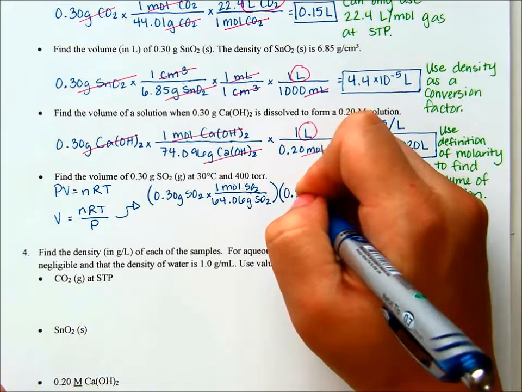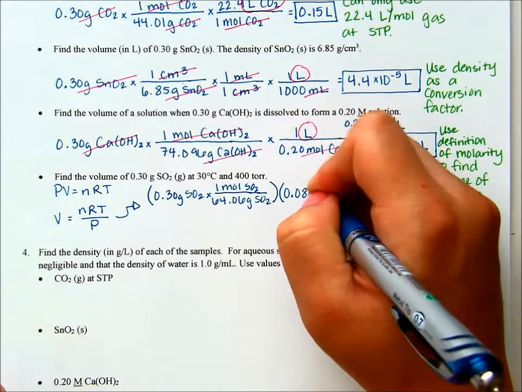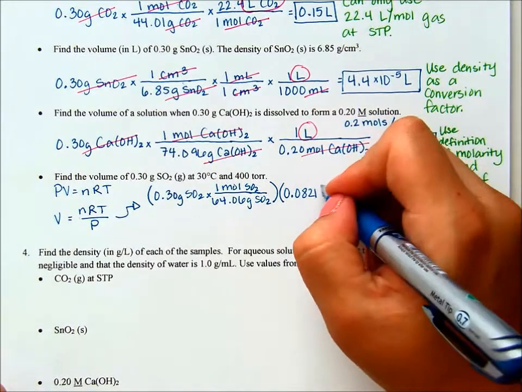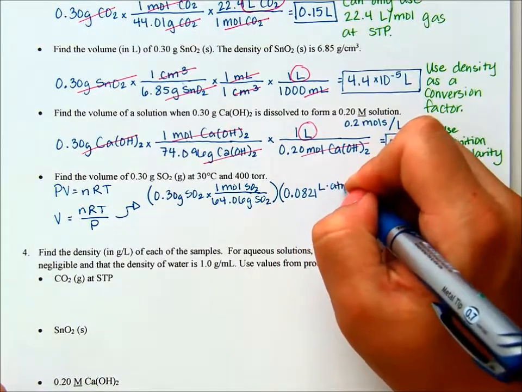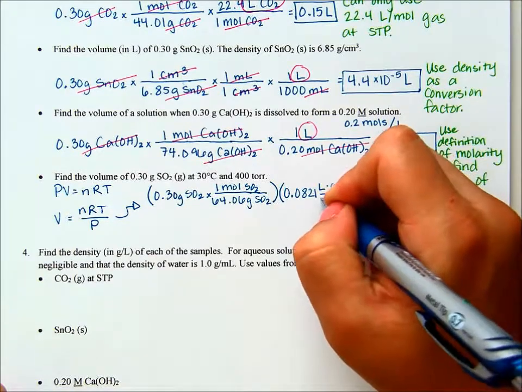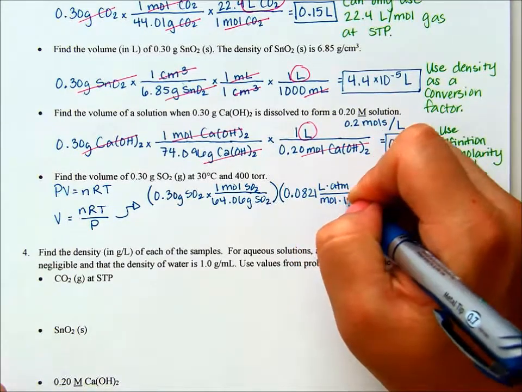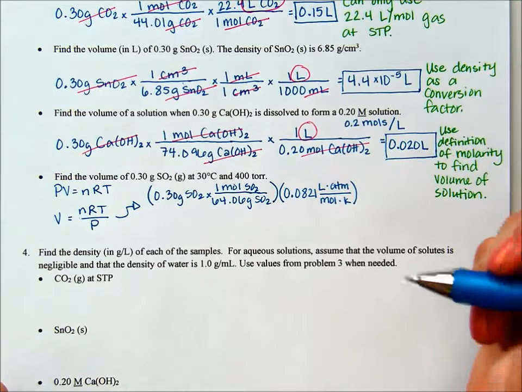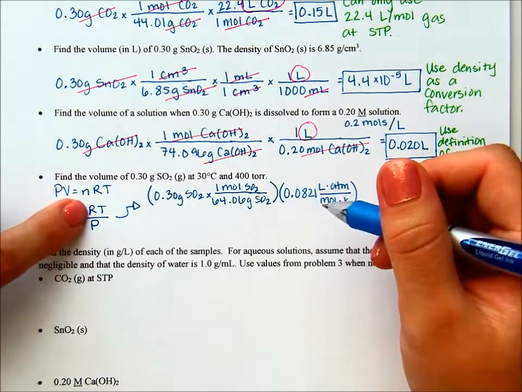So 0.0821 when you look that up. Liters over atmospheres divided by moles times kelvins. Okay, so that's our constant that takes care of the R.